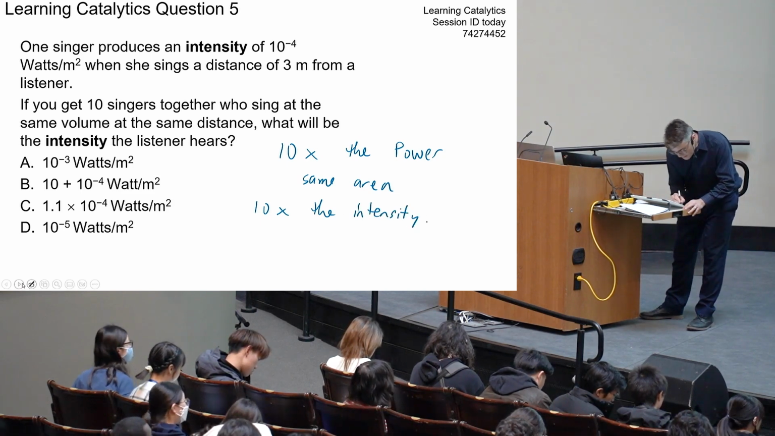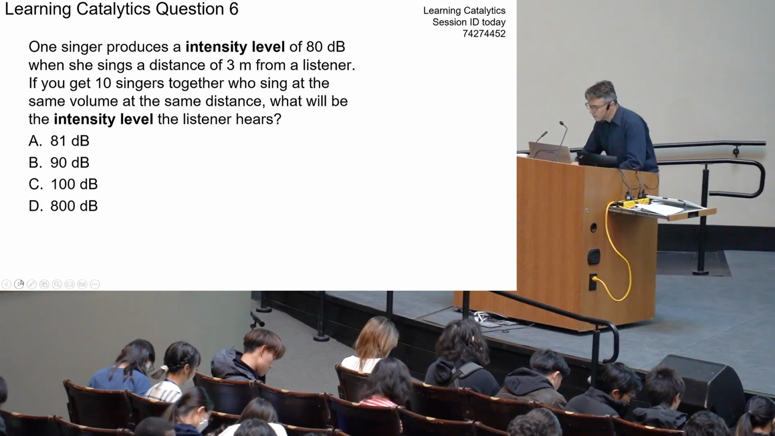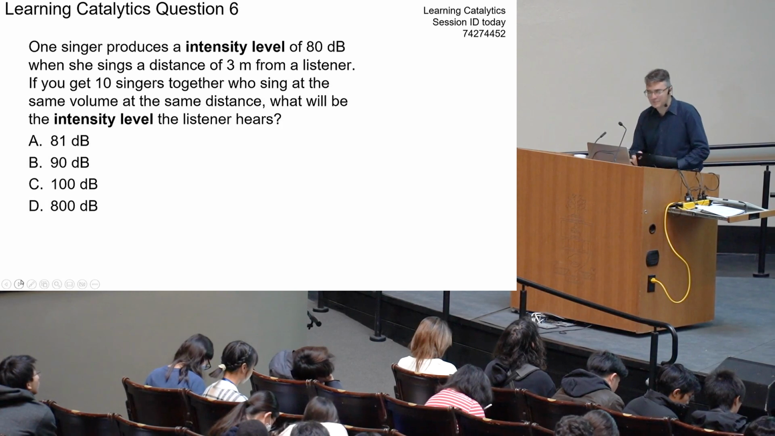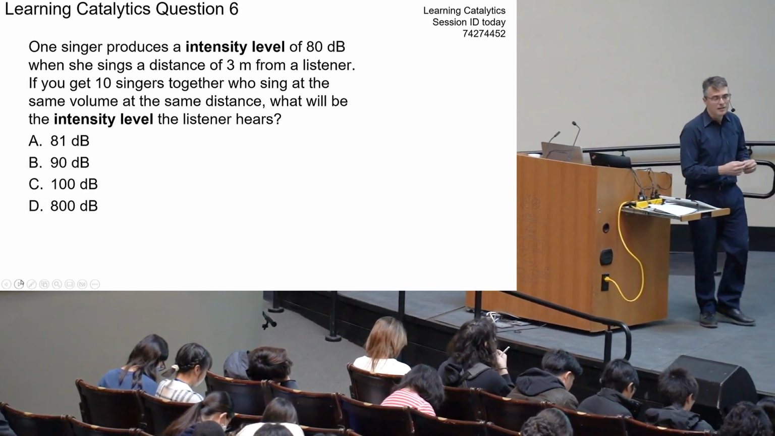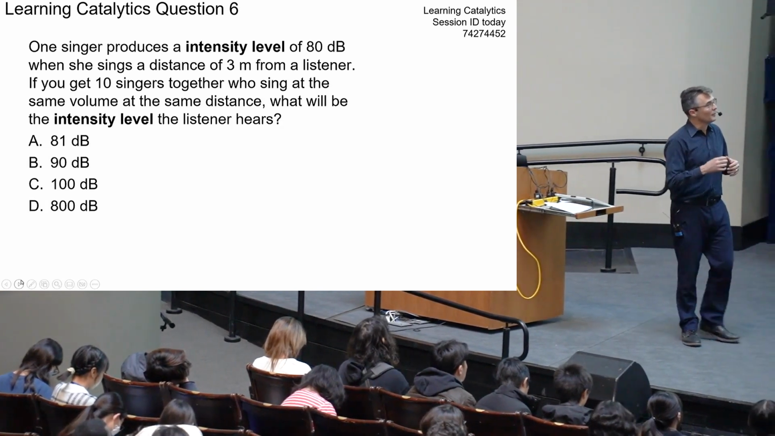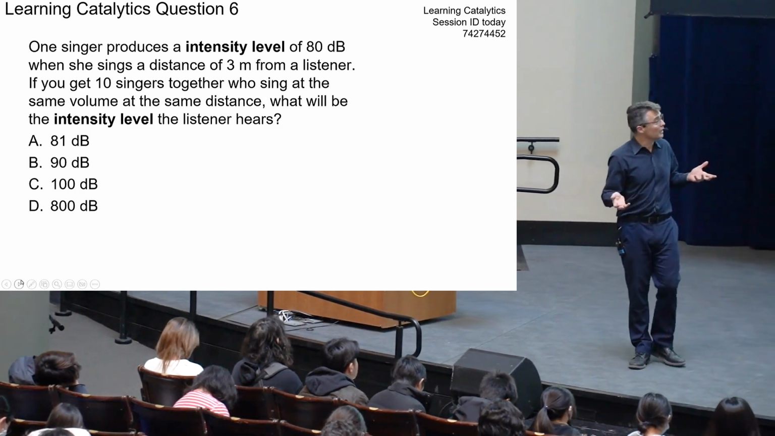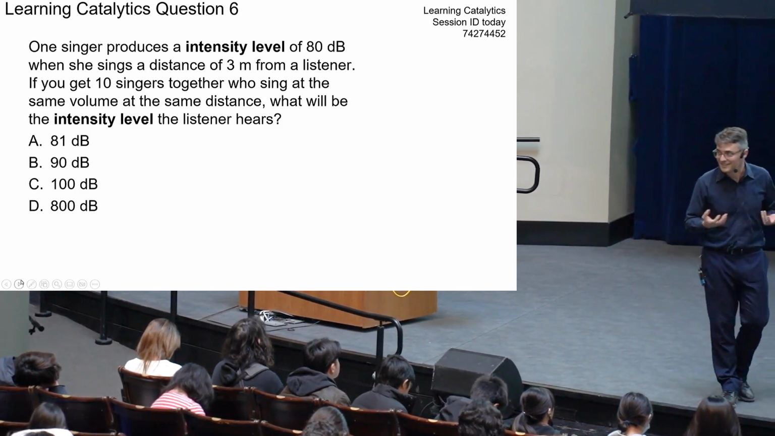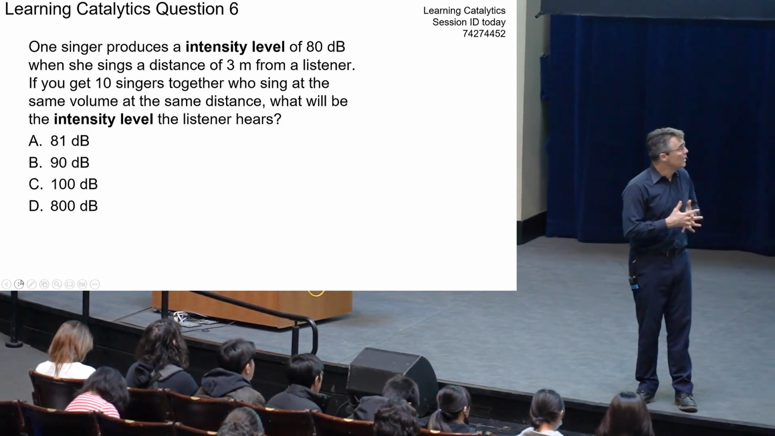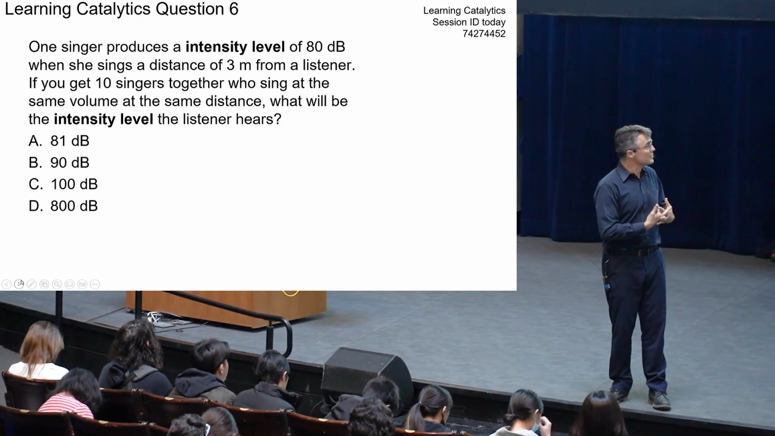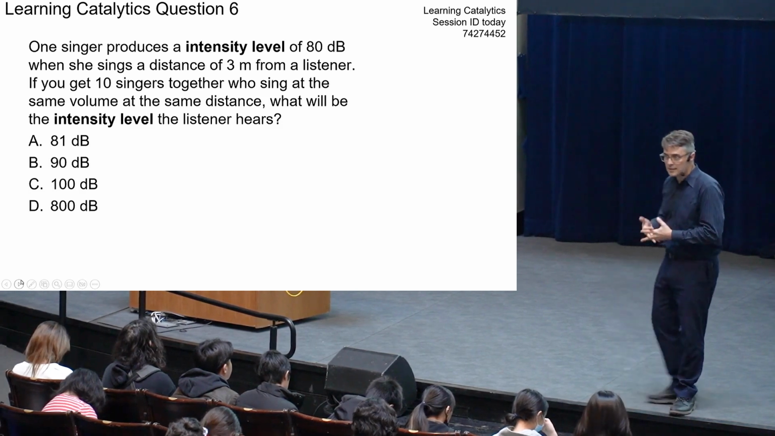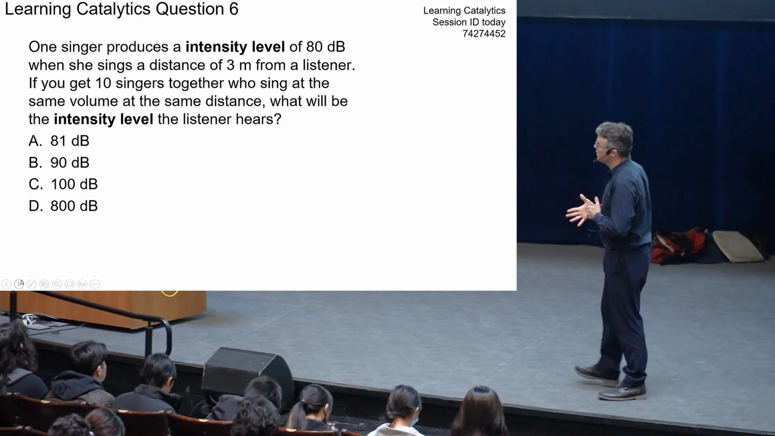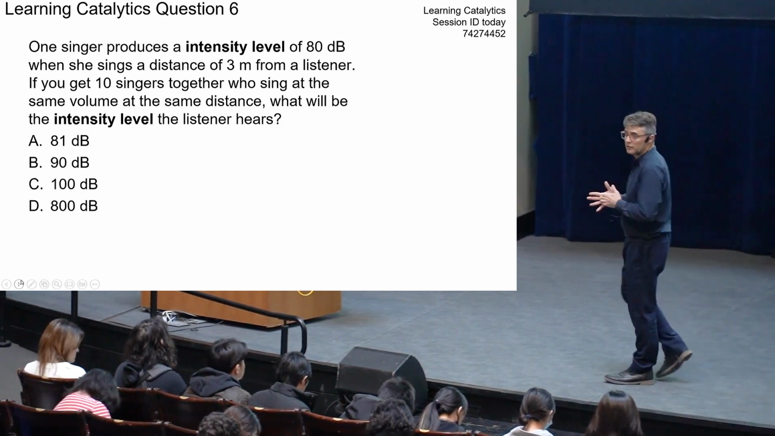If you had intensity level, the question would look like this. And this might be more similar to something you might get on the final exam because it's using the decibel system. One singer produces an intensity level of 80 decibels when she sings at a distance of 3 meters from a listener. It's the same question, but rephrased, okay? If you get 10 singers together who sing at the same volume, same distance, what will be the intensity level that you're going to hear now? 81 decibels, 90 decibels, 100 decibels, or 800 decibels?